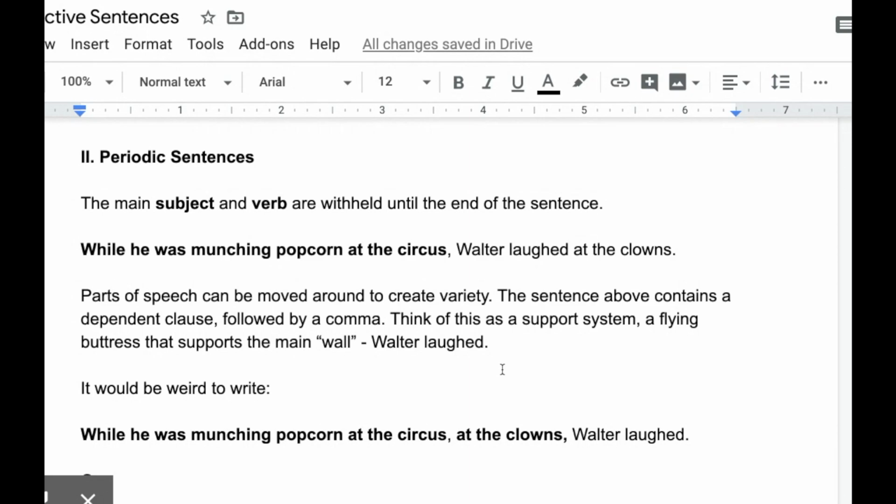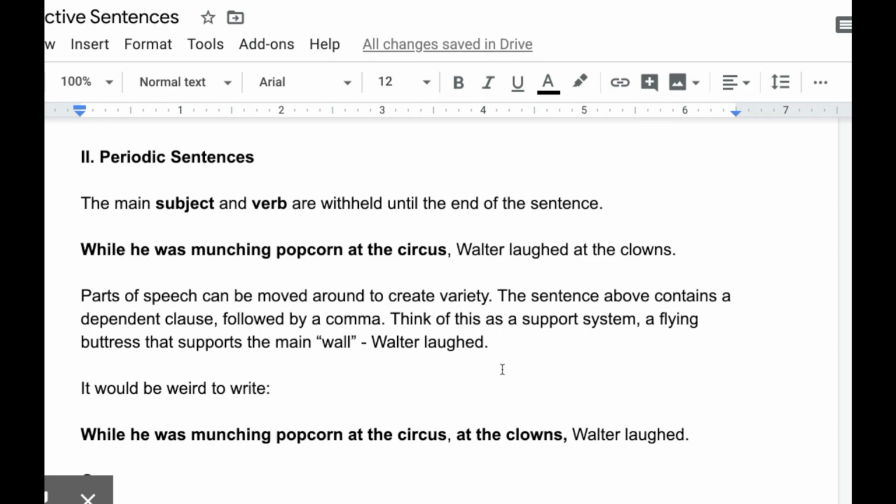The sentence above contains a dependent clause. That means it cannot stand by itself. If you put a period at the end of circus, it becomes a fragment, okay? So when you pause there, and generally when you read something out loud and you pause, put a comma. Think of this as a support system, a flying buttress that supports a main wall. So you have the main wall, and it can stand by itself. It doesn't need support, but you can add dependent clauses against that main wall at the beginning and at the end or on the side.